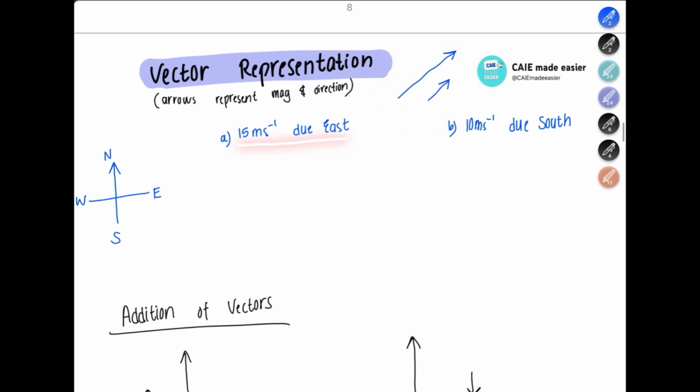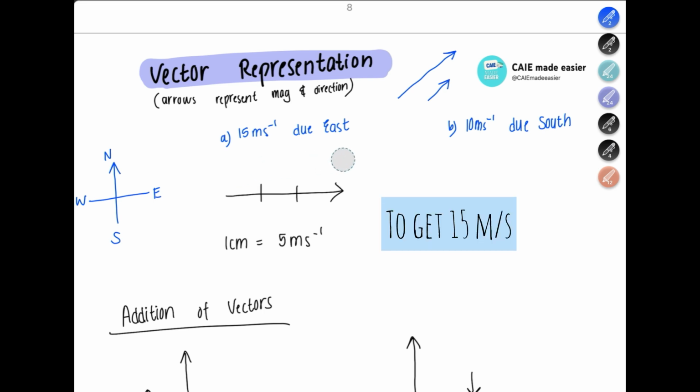If you have 15 meters per second, due east, you have this compass here. East is towards the right, so we will draw something like this. Now you also need to show a scale. You can say 1 centimeter equals 5 meters per second. So when you're drawing that, you can take care of that. This would be 1 centimeter, 2 centimeters, and 3 centimeters.